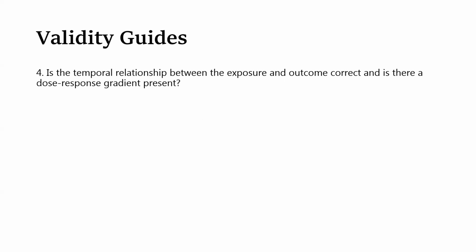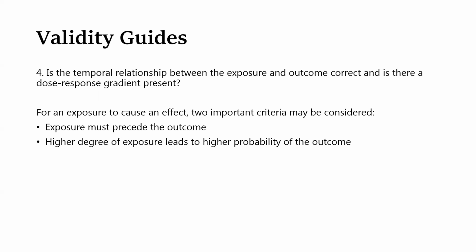The fourth validity guide is, is the temporal relationship between the exposure and outcome correct? And is there a dose-response gradient present? For an exposure to cause an effect, two important criteria may be considered. The exposure must precede the outcome, and a higher degree of exposure leads to a higher probability of the outcome. This would support the cause and effect relationship between the exposure and the outcome.